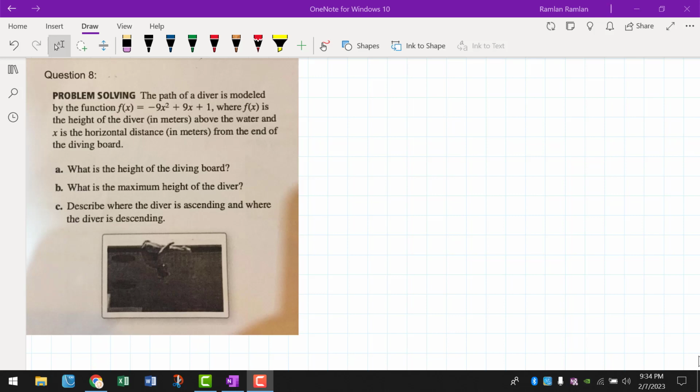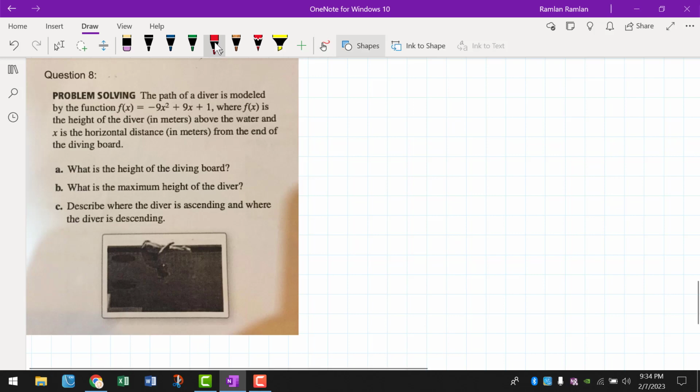So for this video, I'm going to explain this question involving a quadratic function. Okay, now I'm going to read the question first. The path of a diver is modeled by the function f of x equals minus 9x squared plus 9x plus 1, where f of x is the height of the diver in meters above the water, and x is the horizontal distance in meters from the end of the diving board.